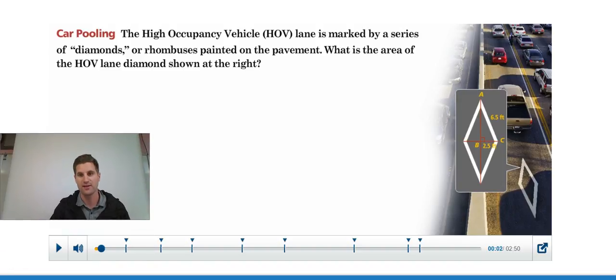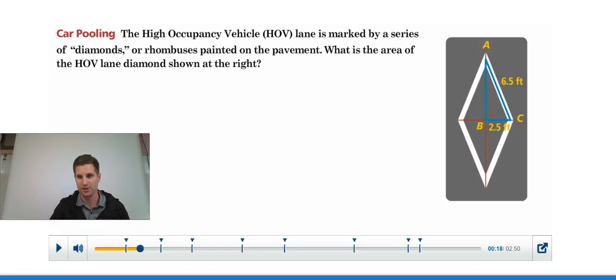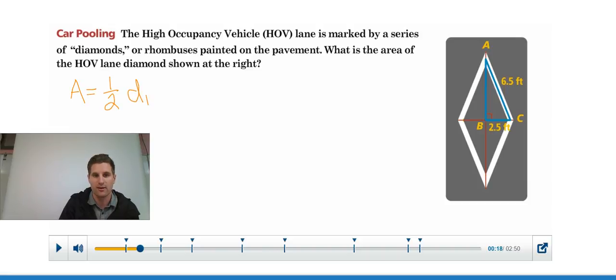One second, let me see if I can get this. Okay, so here we got the picture by itself. So we got 2.5 here and 6.5. Now, if you guys remember, these are going to split up pretty nicely, but we have a right triangle embedded in here. And so we want to go ahead and find the diagonals because our formula, if we recall, is area equals 1/2 diagonal 1 times diagonal 2. And in this picture, we can find the second diagonal.